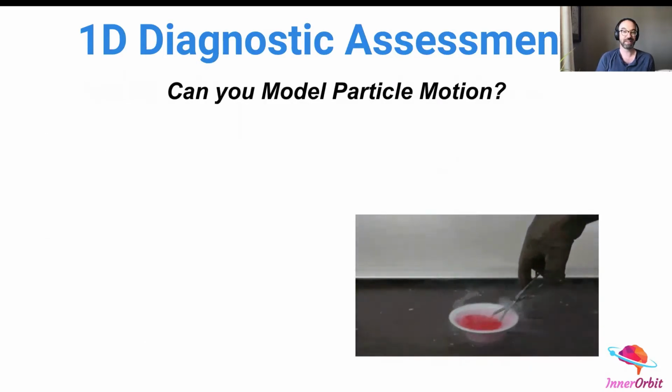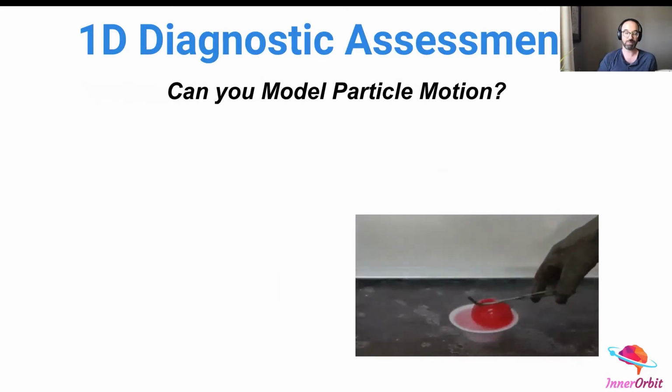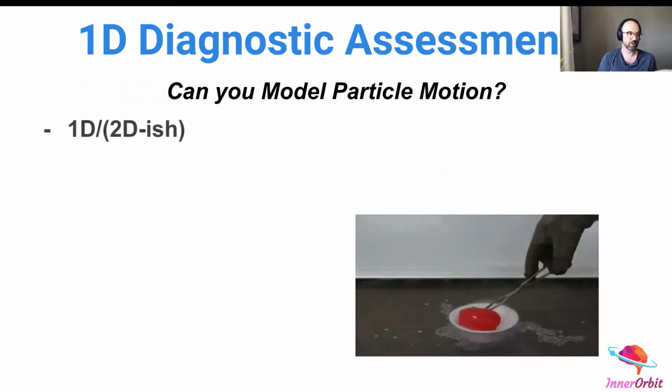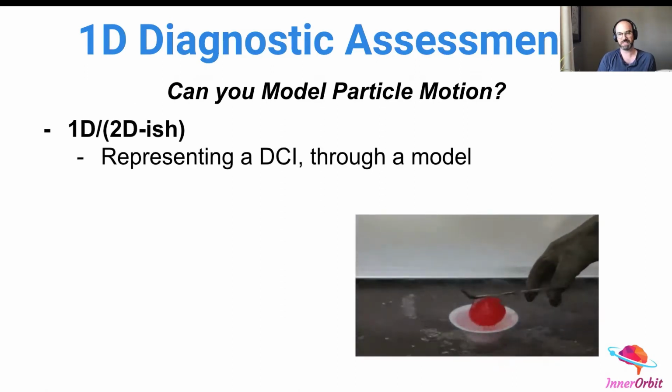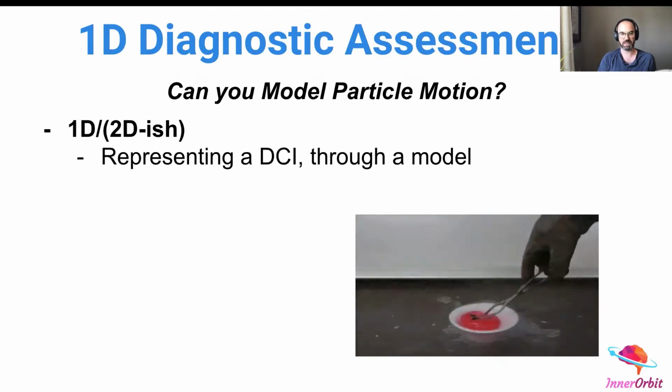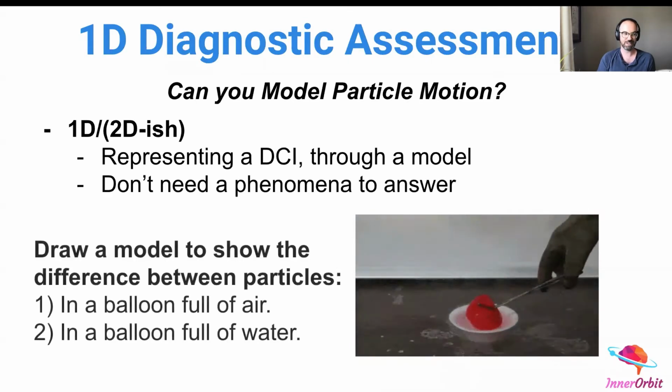There are also examples of another manifestation of this, which is, can you model particle motion? And this one is a little bit tricky. It's 1D, and I'm going to say 2D-ish. This is the most common thing that we see folks sending us when they say, here are three-dimensional assessments. And that is, I'm representing a DCI through a model. You don't need the phenomenon to answer it.